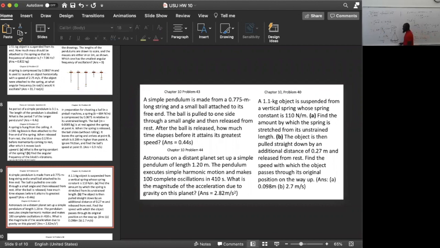Okay, that makes sense. So the other part of the question is the object is then pulled straight down by an additional distance of that and released from rest. Find the speed with which the object passes through its original position on the way up. So in this problem now, we are going to do some energy conservation again for the B part. Is that okay? So we're going to get the initial elastic potential energy, half kx squared, when it's released.